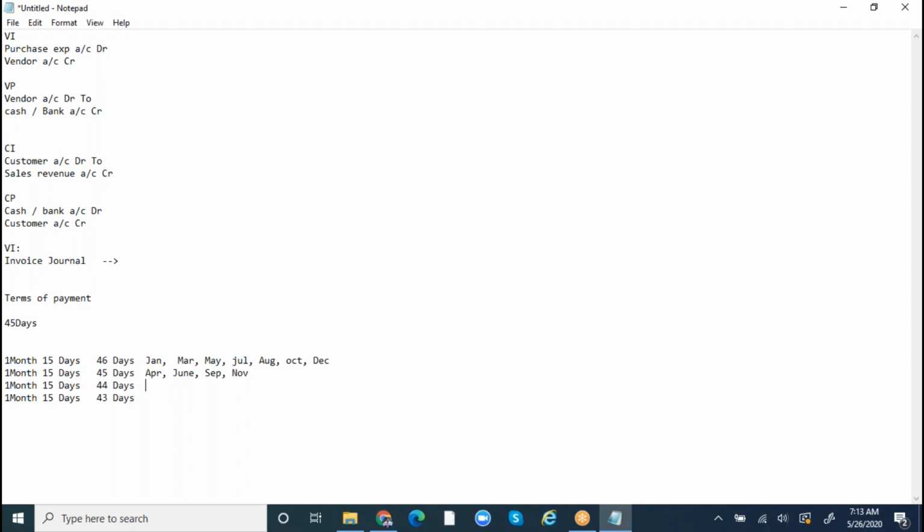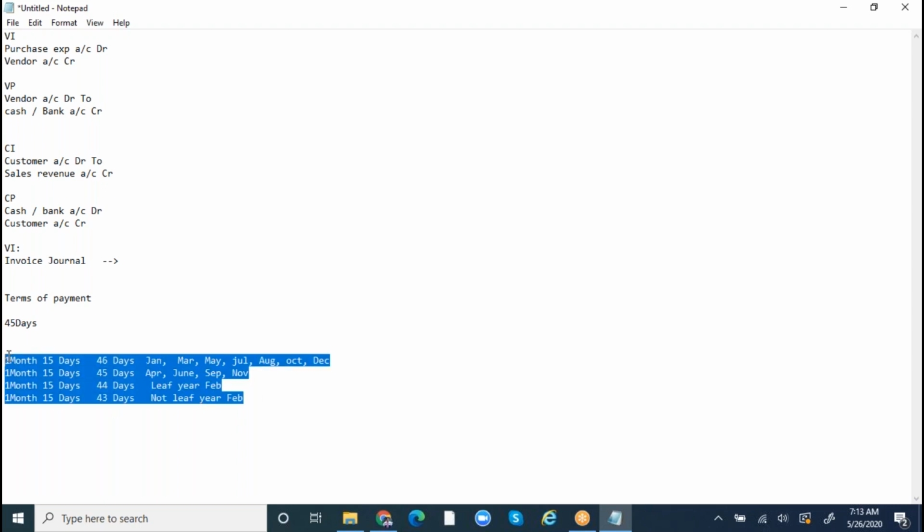If it is a leap year, then February will be 44 days. This is a normal, not leap year, February. Any doubt in this? This is the calendar.